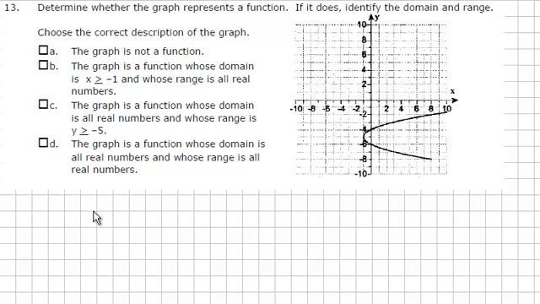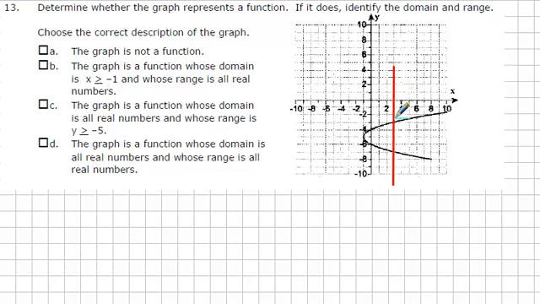The way that we can determine that on a graph is to use what's called the vertical line test. The vertical line test says that if every vertical line intersects a graph at no more than one point, then the graph represents a function. So let's go ahead and draw a vertical line through the graph. I'm going to draw one here at x is equal to 3.